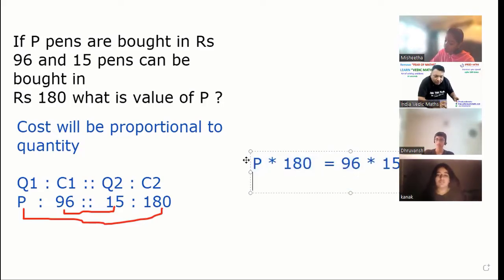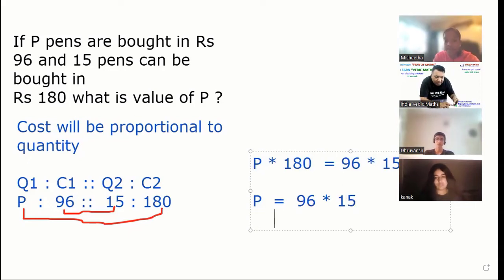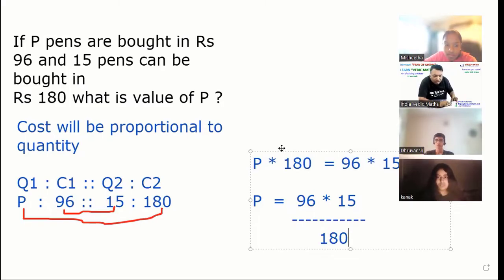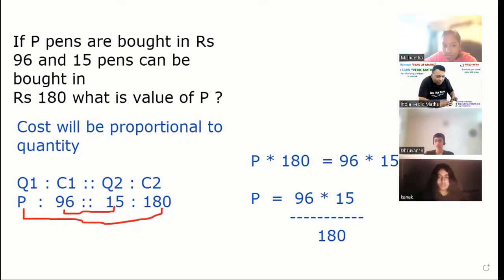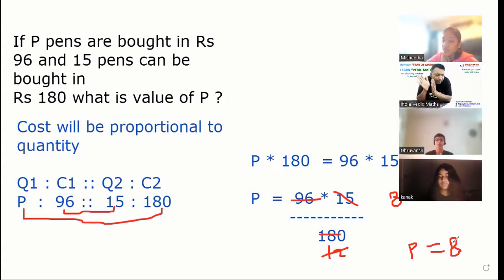Now P we don't know. So we can say P equals 96 times 15 by 180. Agree? And we'll simplify and solve it. Now how to solve it? Normal multiplication and division. So P pens would be 8. Let's check: 15, 18, 30, 12, 96, 8. You are right. Number of pens originally was 8. 8 pens. Good. So that is how we apply the rule of proportion.